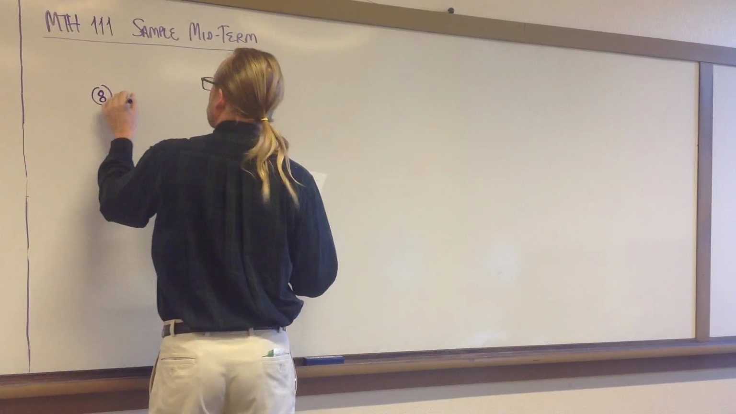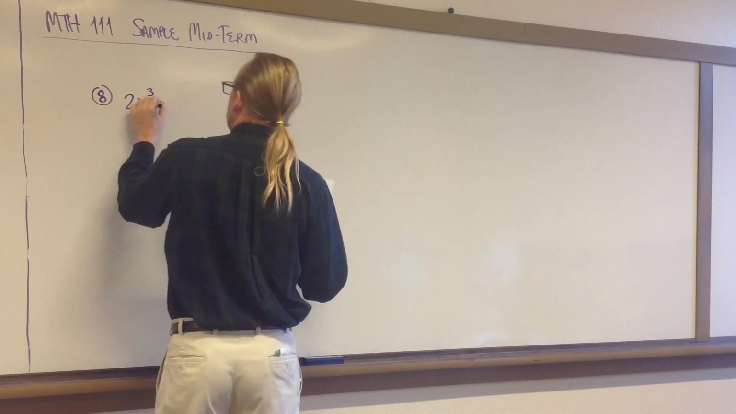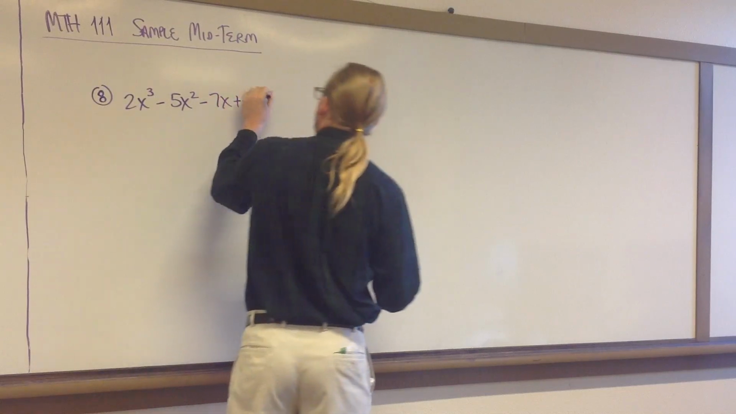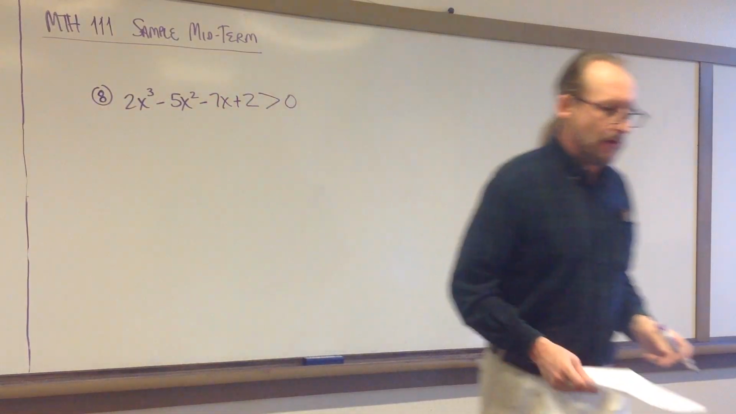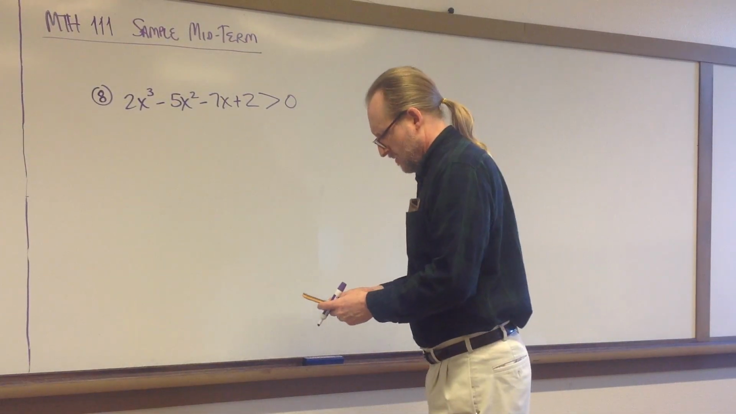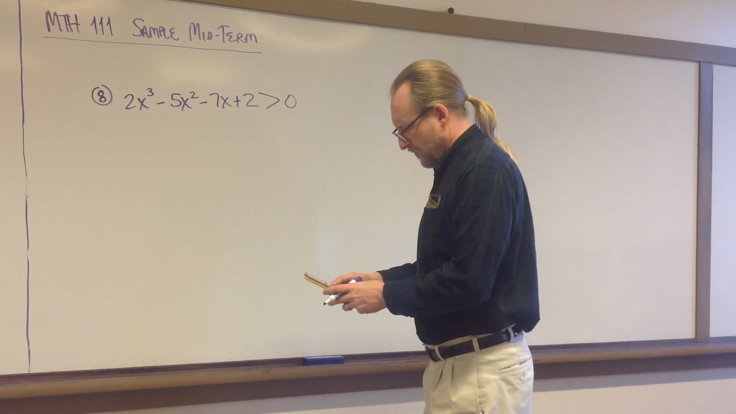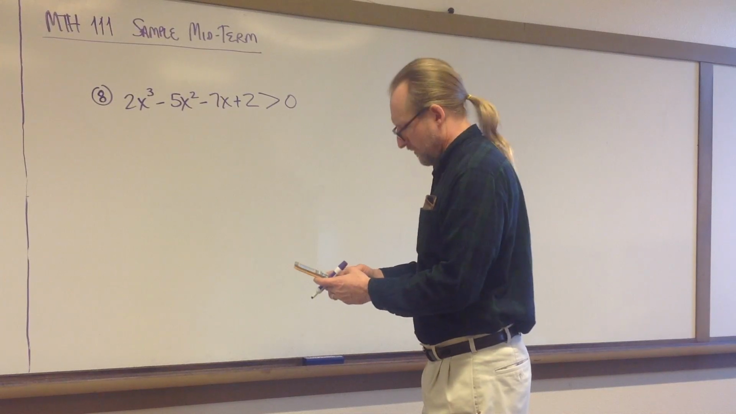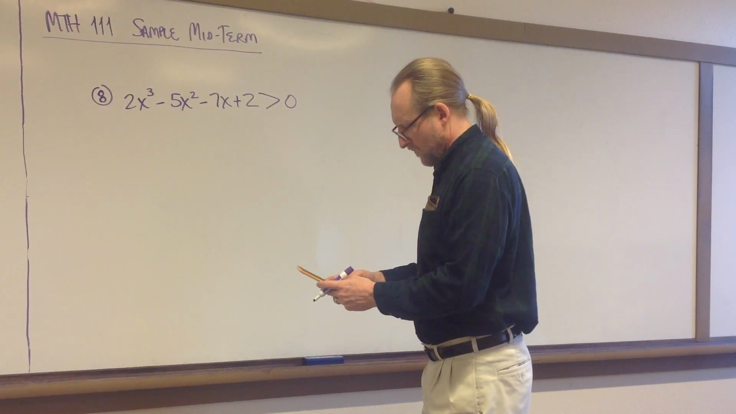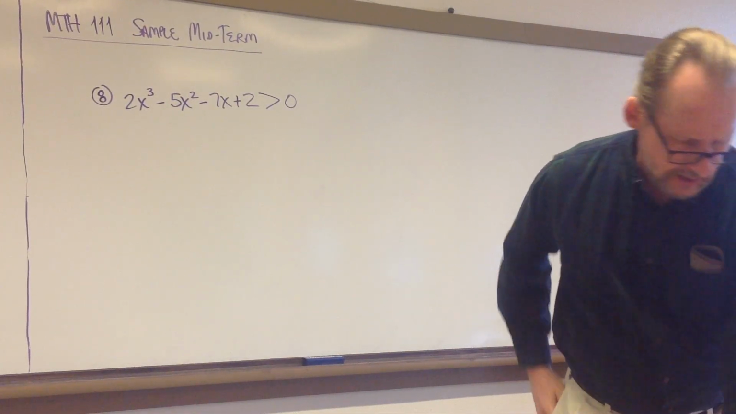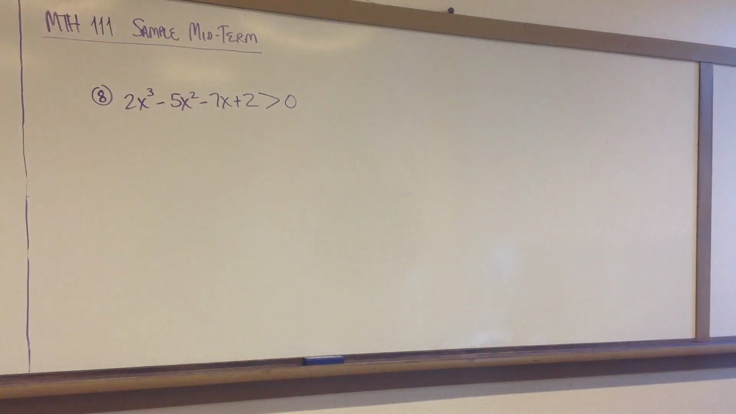We've got 2x cubed minus 5x squared minus 7x plus 2. And we want to know, where is this greater than 0? So we're going to graph it. Let's see here. 2x to the third minus 5x squared minus 7x plus 2. Okay. And then we'll take a look at this on the standard window and see what it looks like.